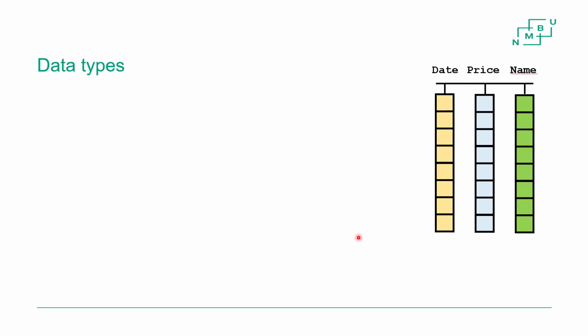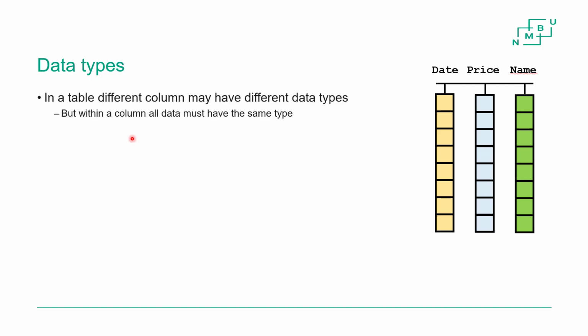Okay, data types. In the table, different columns may have different data types. That's characteristic of a table, that each new column may be different from the previous columns. But within a column, all the data must have the same type. And that's also the coloring here. You see that down in this column, all the cells are yellow. All the cells here are blue. All the cells are green. But the color between the columns can differ, but not down within one column.